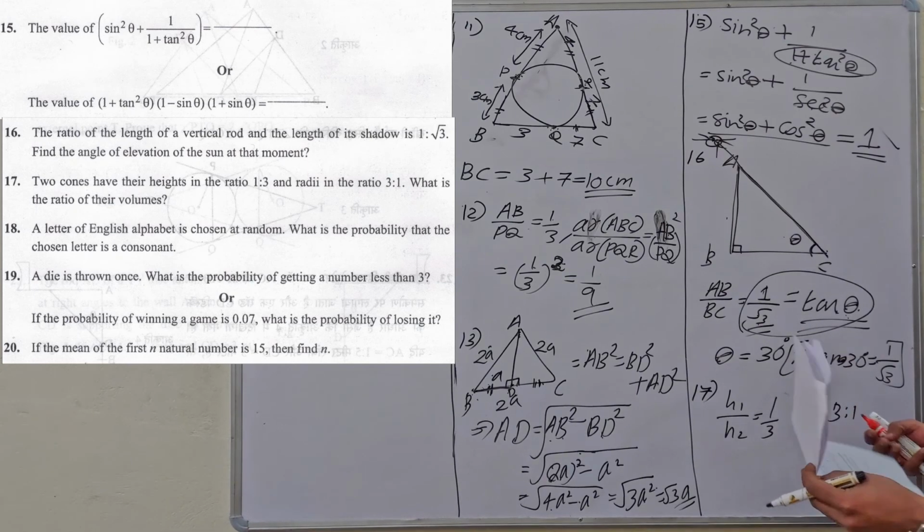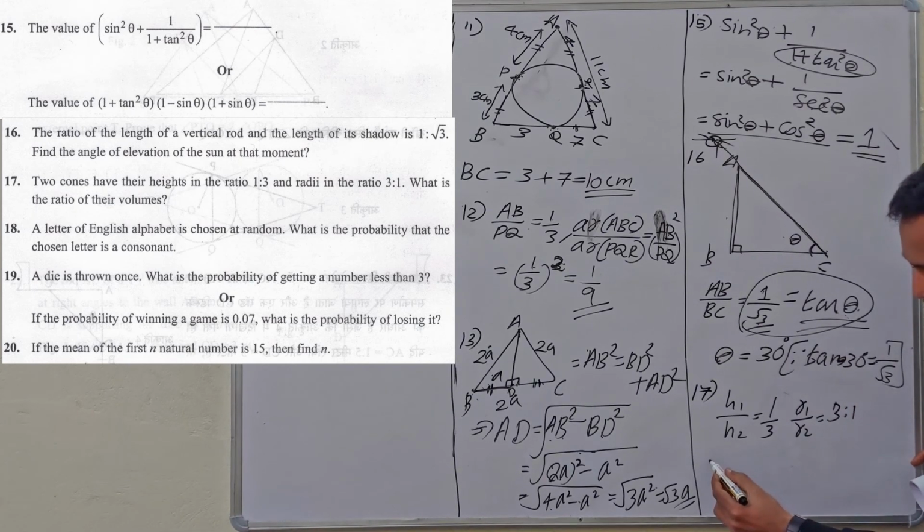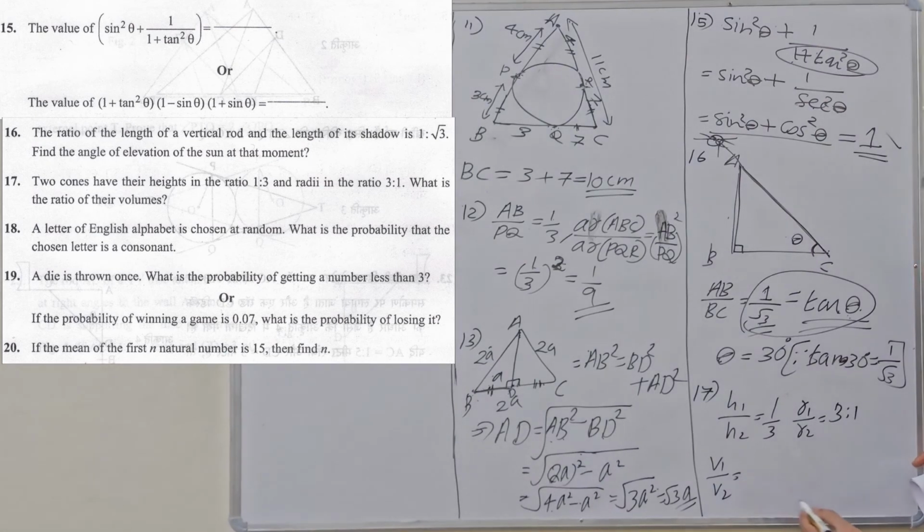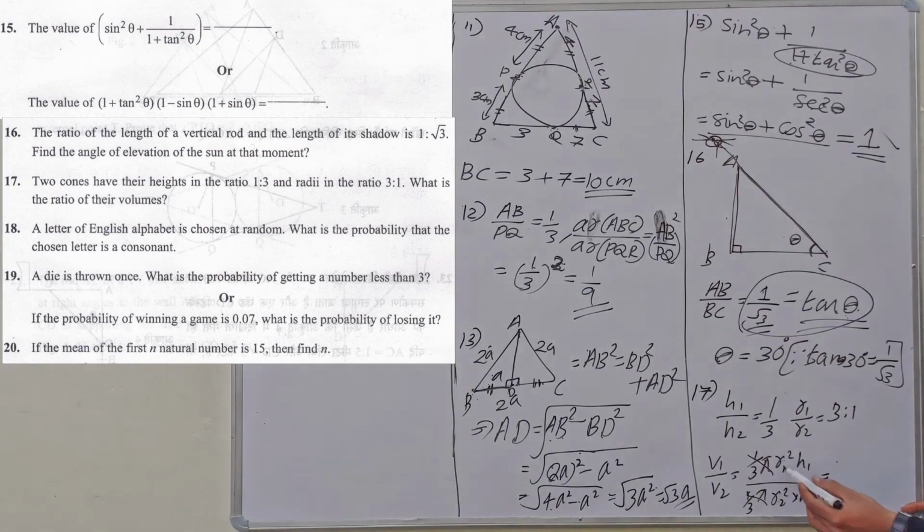So here it is a very simple one. What is the ratio of volume? We can easily calculate. What is the volume formula of the cone? 1 by 3 pi r1 square h1, divided by the volume of the second one, 1 by 3 pi r2 square into h2. 1 by 3 pi is common, cancel it. R1 square by R2 square is there, am I right? That is simplified into R1 by R2 whole square into H1 by H2.